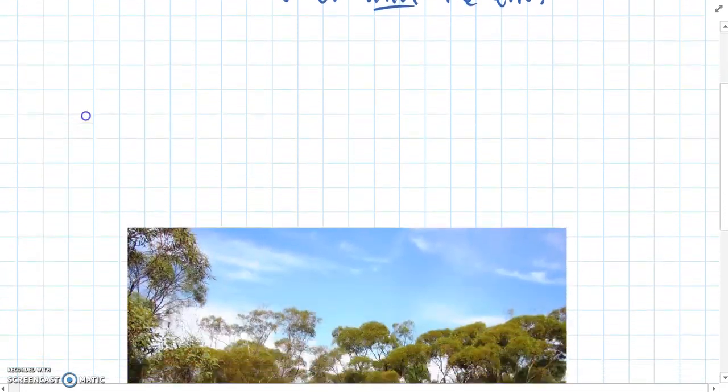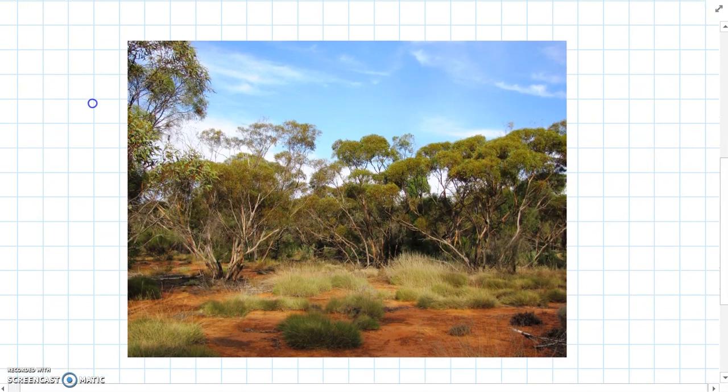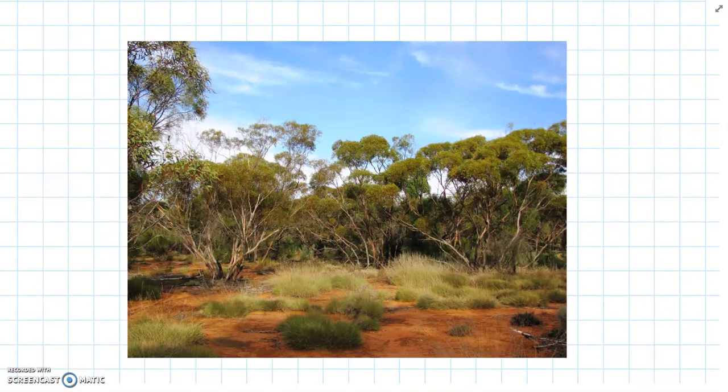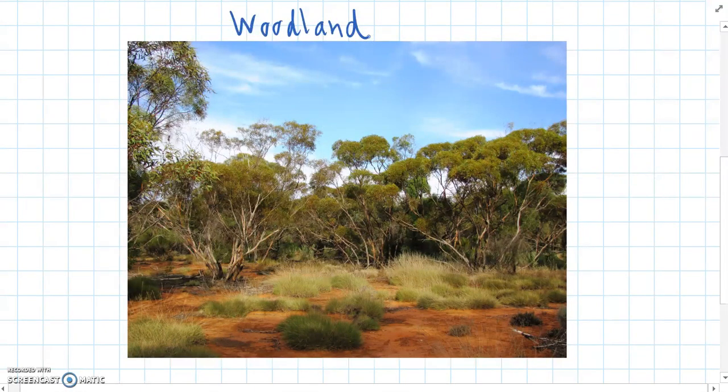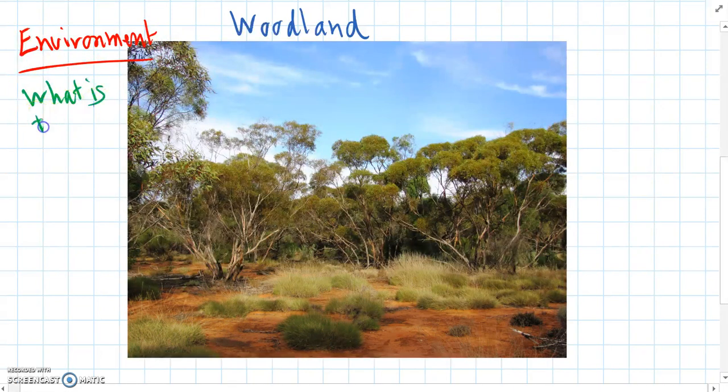And what we're going to do is look at this example environment, which we would call a woodland. This is up in northern Victoria. You can see the nice red soil, which is all around in Victoria and in the middle of Australia. If we're looking at this woodland and thinking of it as an environment, all we're doing is looking at what is there. And we've learnt about these things already. We can talk about biotic and abiotic factors in our woodland.